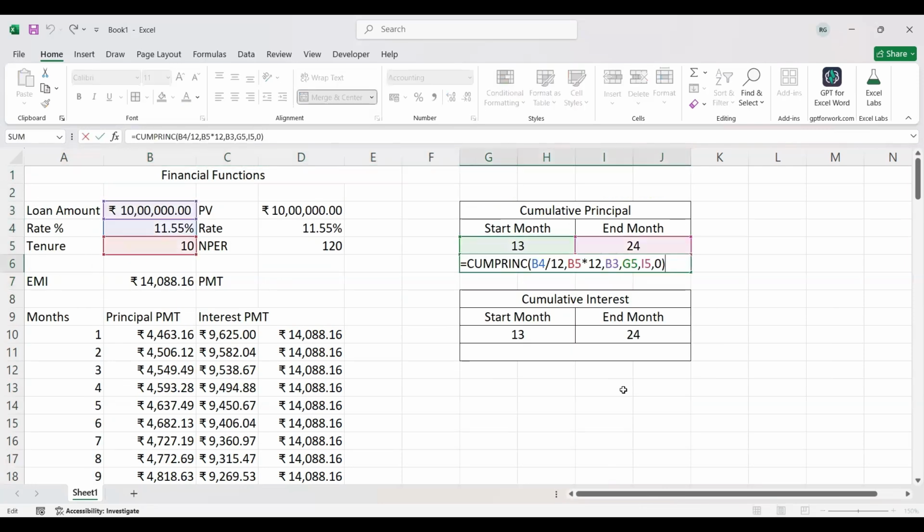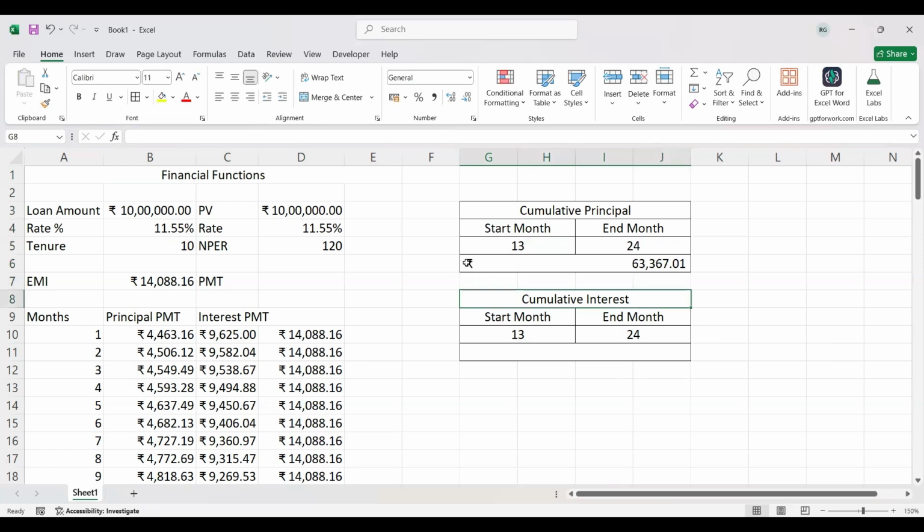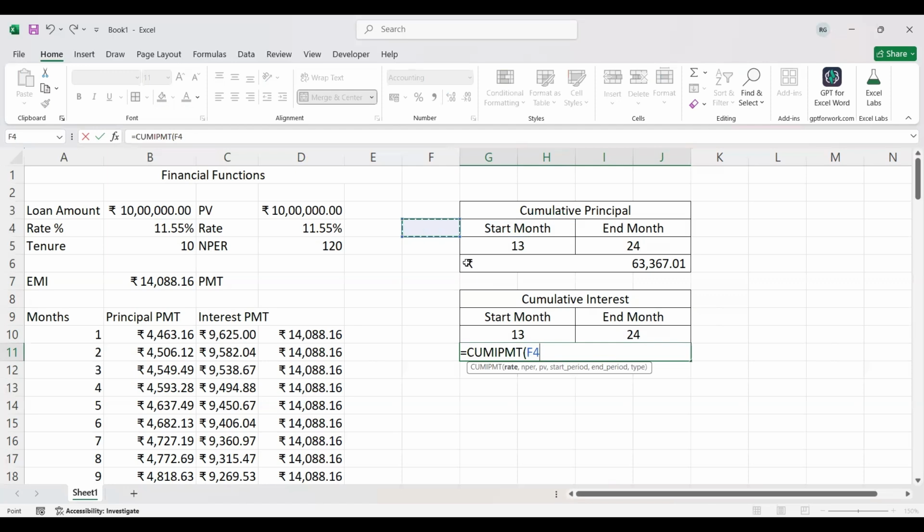And if you want to make it positive, of course, at the start of this formula you can add a minus sign and minus minus becomes plus. In the same way, I'm going to check for cumulative interest. So it's equal to CUMIPMT, rate. Again, we have over here divide by 12, NPER, or I can directly take this one also. I don't need to multiply. PV, taking over here. Start period is this, and end period is this.